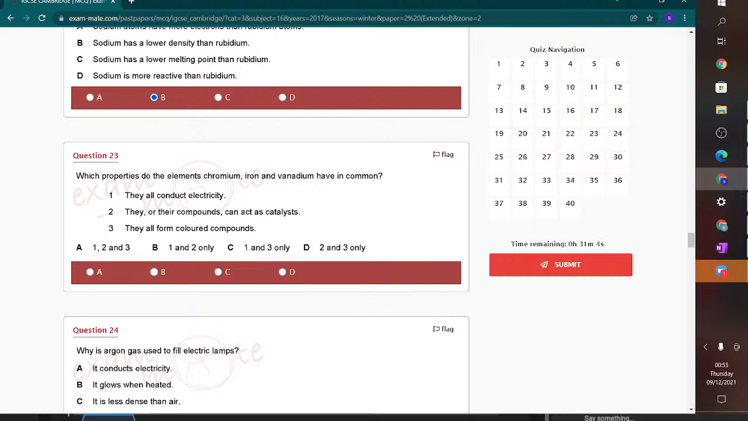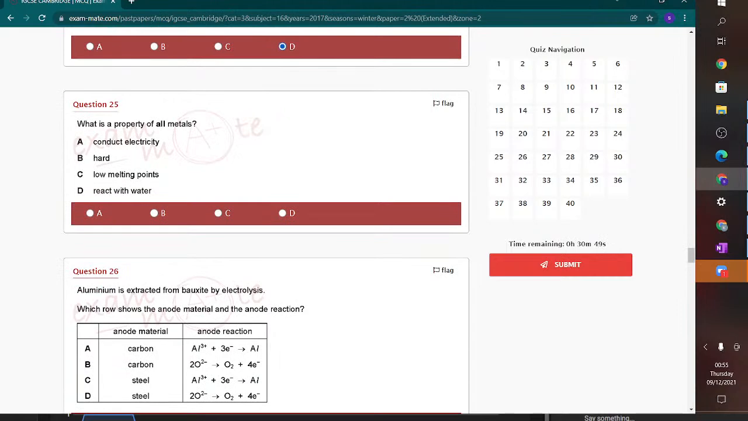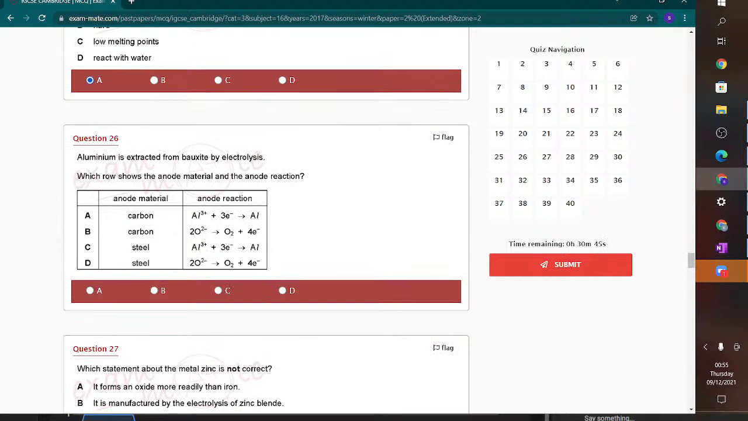Which properties do all the elements chromium, iron, and vanadium have in common? These all are transition elements, therefore they all have everything in common. So that's A. Argon is a noble gas. It is unreactive. All metals conduct electricity, as discussed before.